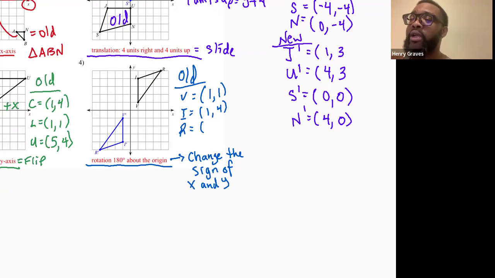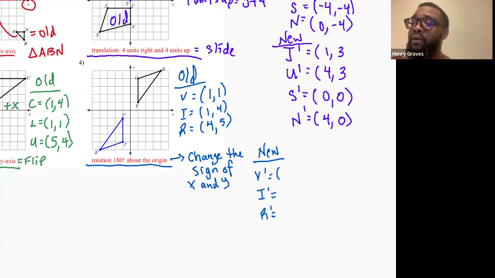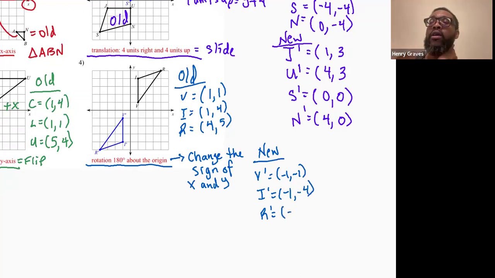And then when I change it, I'm going to have my new values. Remember, I changed the sign of x and y. So I have a new V, a new I, and a new R. If I change the sign of V, I'm going to have negative 1, negative 1, then negative 1, negative 4, and then negative 4, negative 5. That's what I'm going to have for the new values. So basically, I rotate 180. Remember, each rotation is going to be 90 degrees, right?